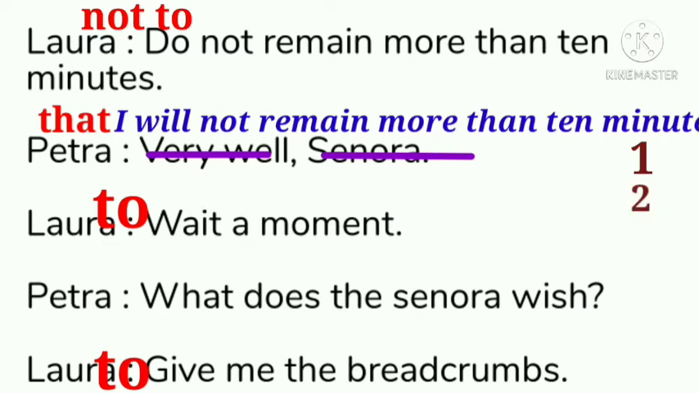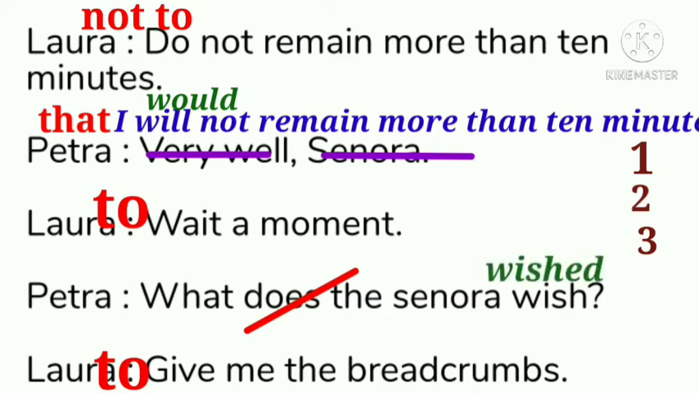Now the third step is to change questions into statements. So there is a question, what does the Senora wish? Here the auxiliary verb does will not jump. So you have to only cross it, think that it is not there. Now write down 3 as third step is finished. Now the fourth step, changing the tense, present tense to past tense, past tense to past perfect tense. In the second sentence, will change into would. In the fourth one, wish will change into wished. Now as the fourth step is finished, write down 4.